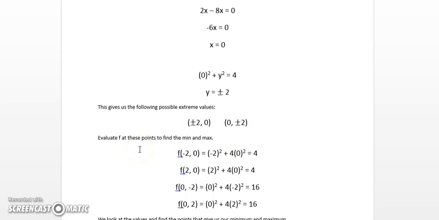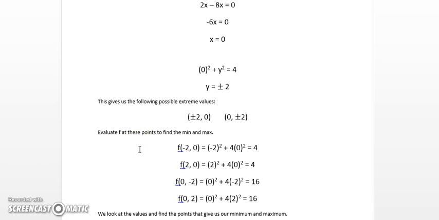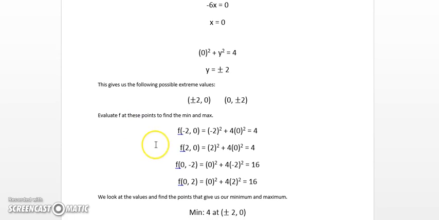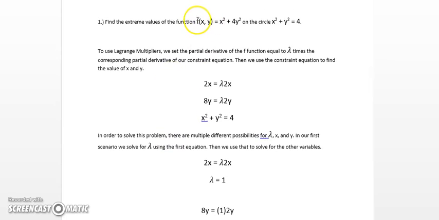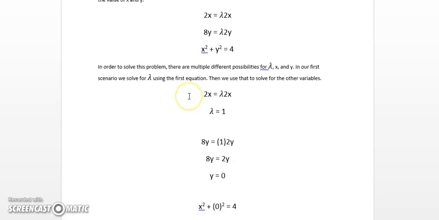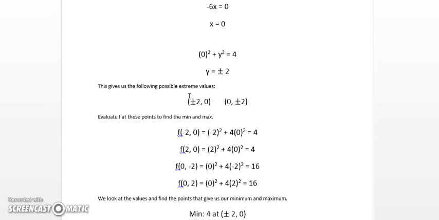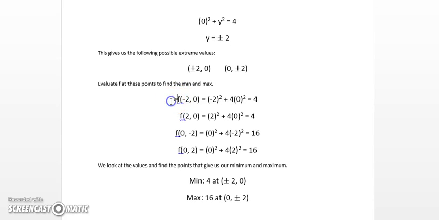Now, to find the extreme values, which are merely the min and max, we plug the points we got into the given equation, our f equation, f of x, y equals x squared plus 4y squared. We plug those values in, and we see that we get 4, 4, 16, and 16.